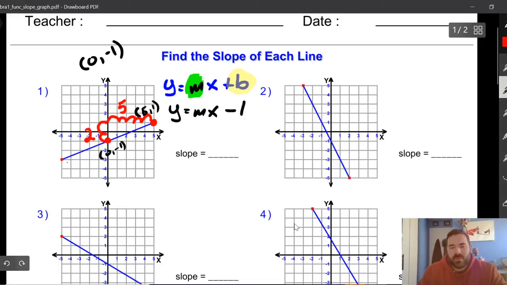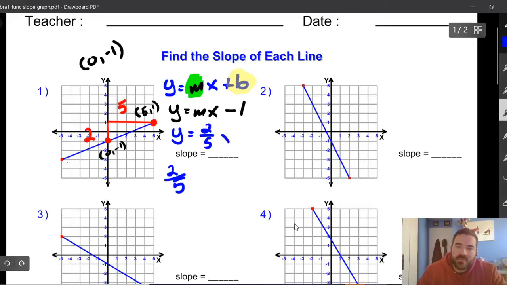So I drew a little arrow there, and that arrow has a rise of 2 and a run of 5. So rise of 2, a run of 5, and so my slope is rise over run, which is a rise of positive 2 and a run of positive 5. My slope is 2 over 5, so my equation is y is equal to 2 over 5x minus 1.